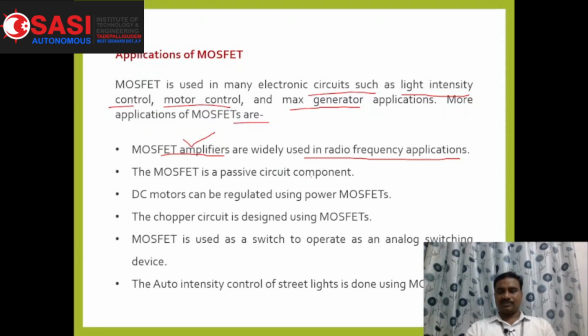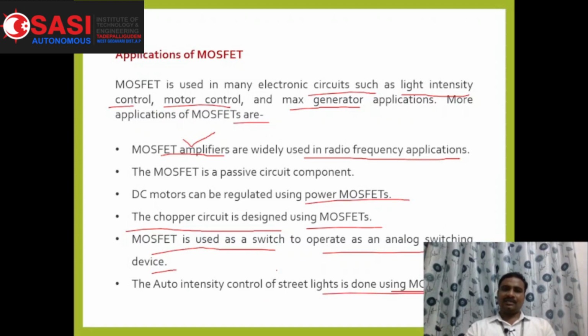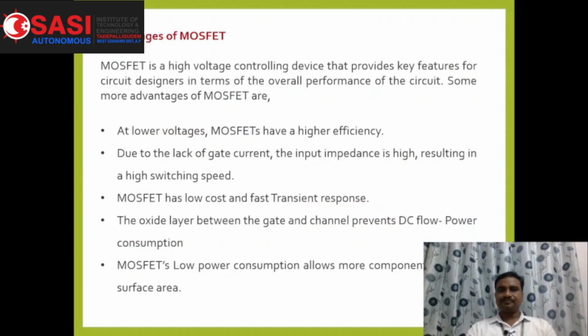So the MOSFET is a positive circuit component. We can use it in motors to regulate the power by using these devices, or in chopper circuits like DC to DC conversion circuits as switches, and used as a switch to operate as an analog switching device, and for auto intensity control of street light. So there are many possible ways of using this MOSFET in all the electronic circuits.